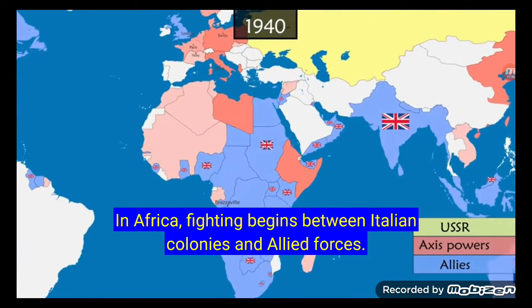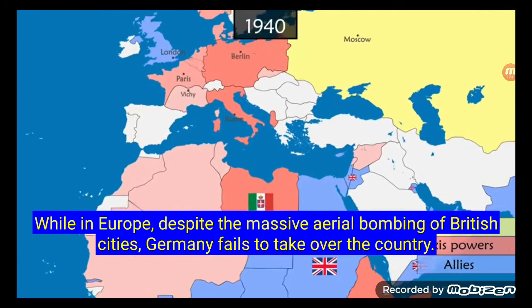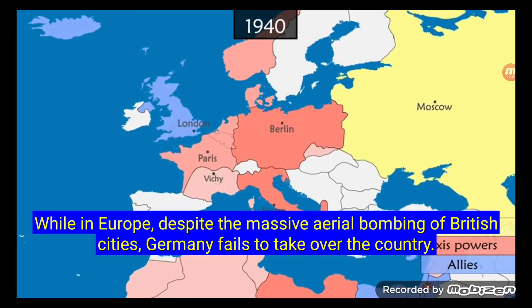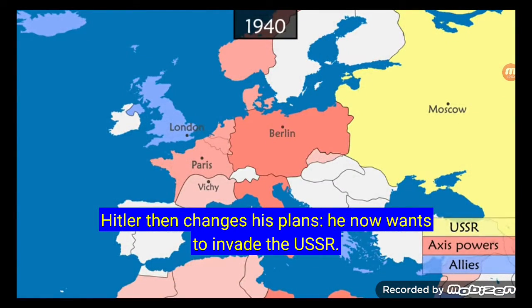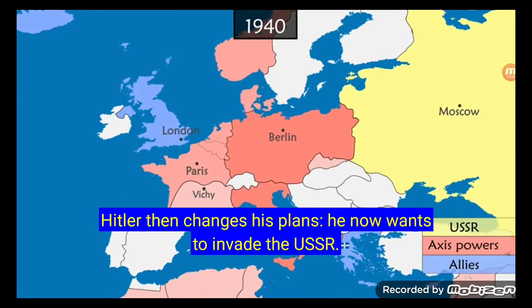In Africa, fighting begins between Italian colonies and Allied forces. While in Europe, despite the massive aerial bombing of British cities, Germany fails to take over the country. Hitler then changes his plan. That is so sad. Oh my gosh, I can't believe it. Germany went on for a plane to London and missed. He hit the ocean. He now wants to invade the USSR.